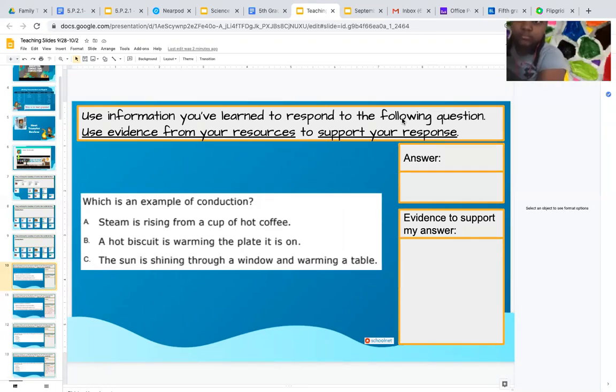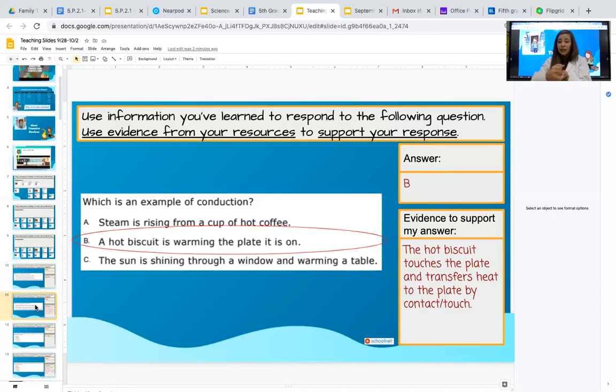I know, you just said A, but then you read out the whole statement, so I knew that you chose answer choice B. And your explanation was perfect. You're exactly right. So the heat from the biscuit is being transferred to the plate that it is sitting on. So remember, we're going to look for those keywords of on or in or touching for conduction. That shows us that two things are touching. Excellent job, Samira.